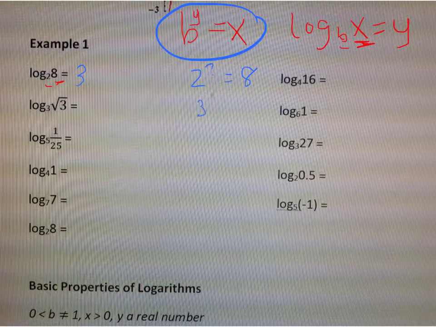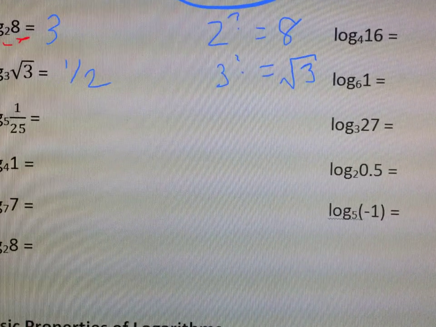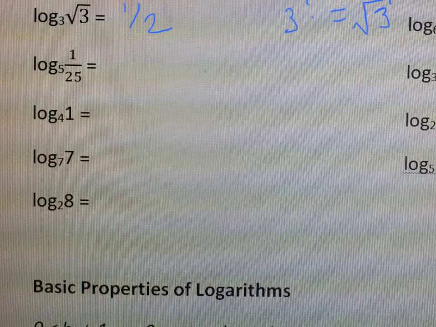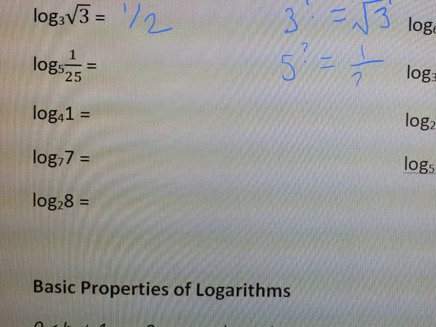3 to what power gives us the square root of 3? We know that the square root is the fractional exponent 1/2. I'm going to zoom in a little bit here. All right, this next one, log base 5 of 1/25. So 5 to what power gives us 1 over 25? Well, we know that 5 squared is 25. And in order to get something into the denominator, that means we need to have a negative exponent. So 5 to the negative 2 will give us 1 over 25.